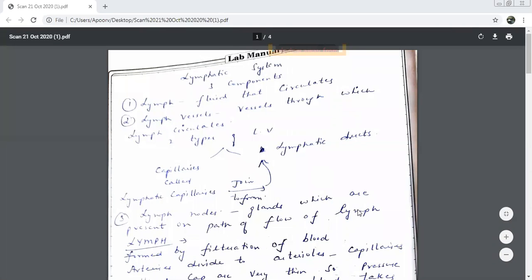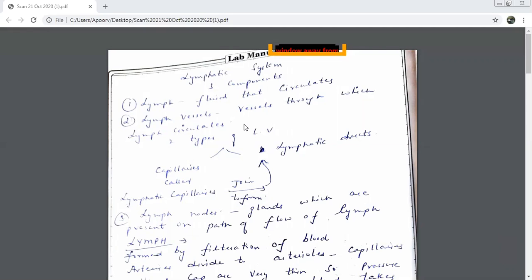I said there are three main components of the lymphatic system. First is lymph, second is lymph vessels, and the third are the lymph nodes. What are lymph nodes? The glands which are present on the path of the flow of the lymph. But lymph is flowing in which vessels? Lymph vessels. They could be capillaries or they could be ducts. So on the path, when lymph is flowing in these vessels, there are certain glands which are located. These glands are what we call the lymph nodes. So before I go to the details about all these three, very quickly, what are the three main components of the lymphatic system?